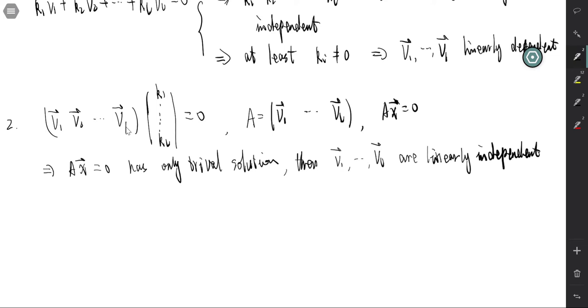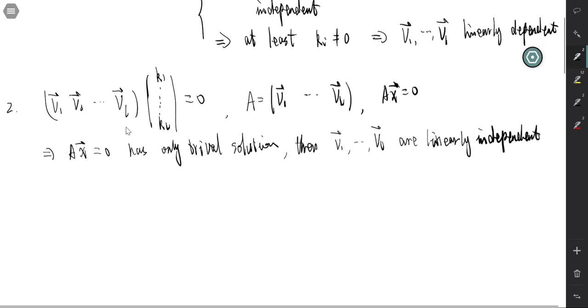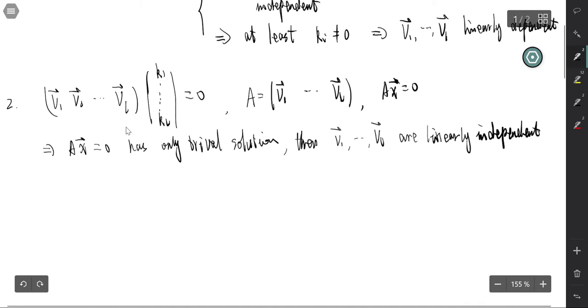By the last video, we know some criteria for when a linear system has a nontrivial solution. Because linear independence is equivalent to having only the trivial solution, we have the criteria for linear independence.